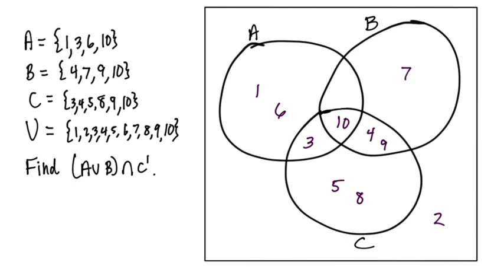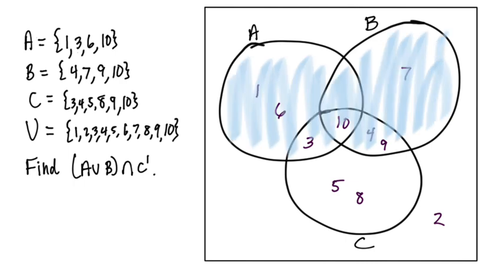So let's find A union B. Now when I think of A union B, I think of combining the 2 sets together. These are the elements that are in set A, or they're in set B, or they're in both. And so let's highlight the union of set A and B. Again, we're just combining them together. And then let's write out that set. So it's going to have 1, 3, 4, 6, 7, 9, and 10 in it. So you can double check that.